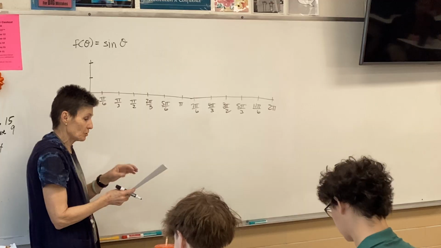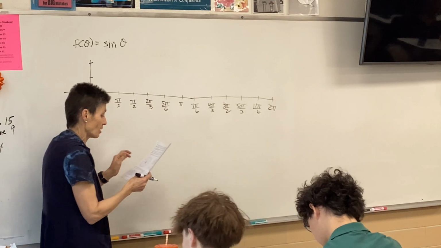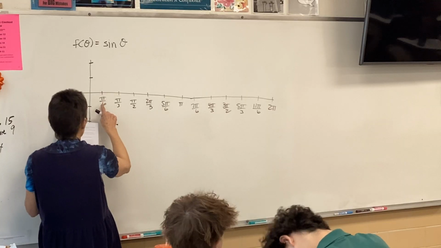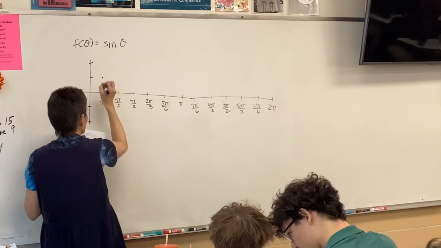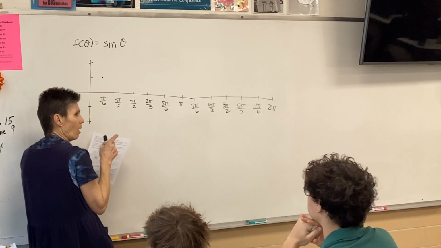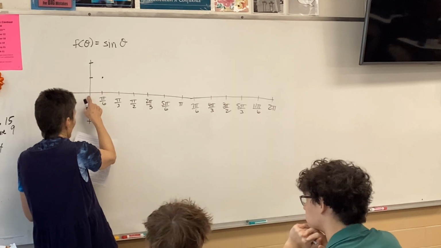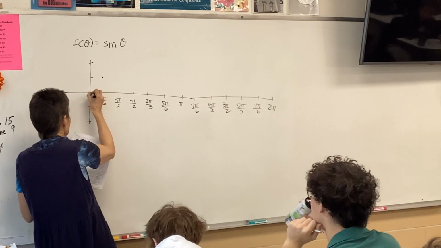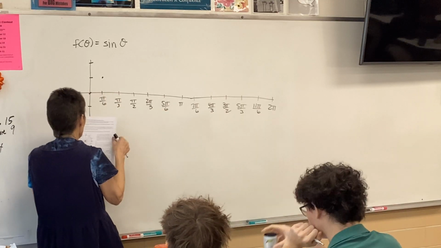And then once you get your little table filled in, let's start plotting the points. So at pi over 6, the sine is 1/2. He left 0 off. Let's start with 0 here. What is the sine at 0? 0, yeah, let's start with that. He left it out of our chart.